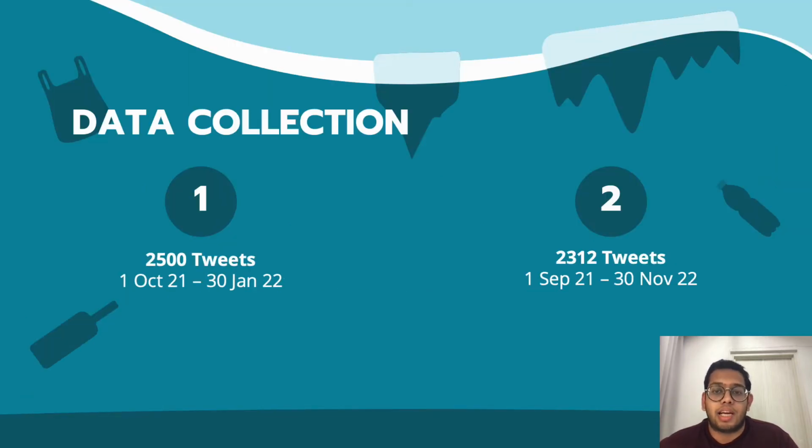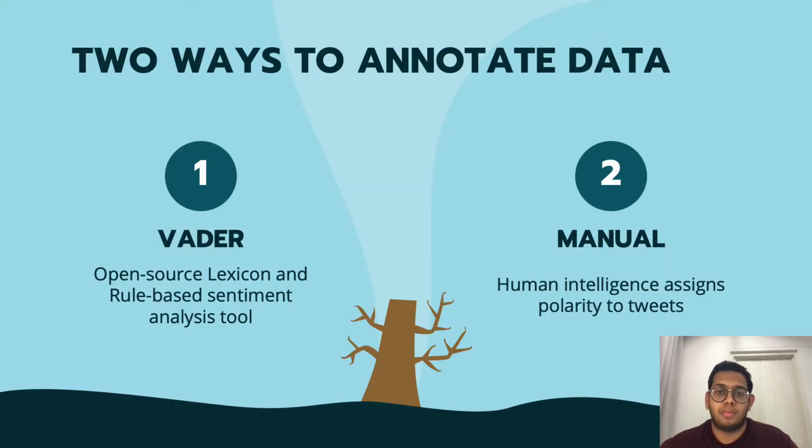So for the data collection, two different datasets were collected over different time periods. They were mainly queried using the Twitter Developer API using keywords like climate change and global warming. The two datasets differed slightly in the hashtags that were prominent, depending on the time of data collection and trending topics. The data was annotated in two ways.